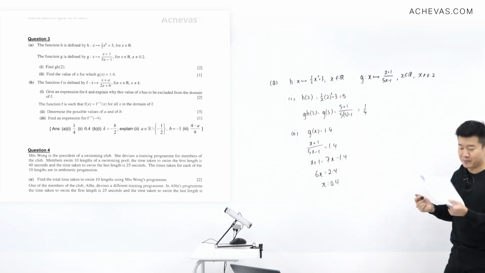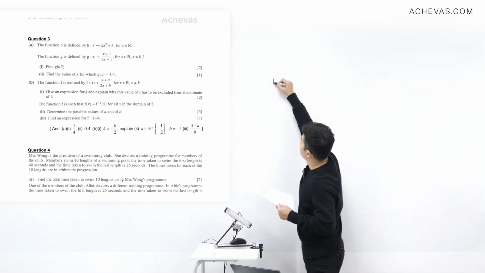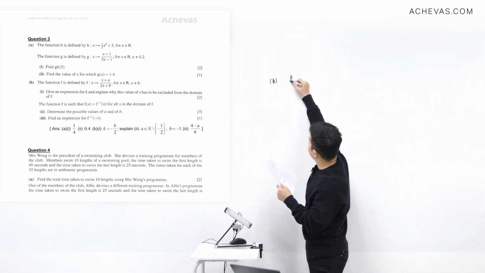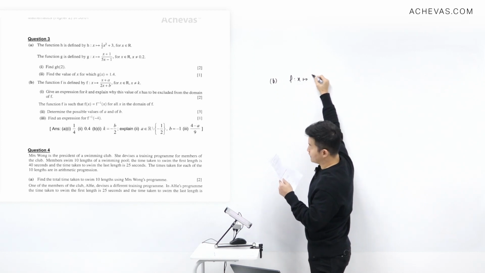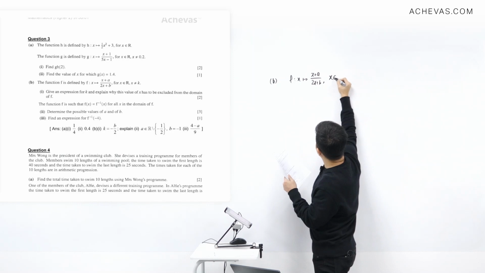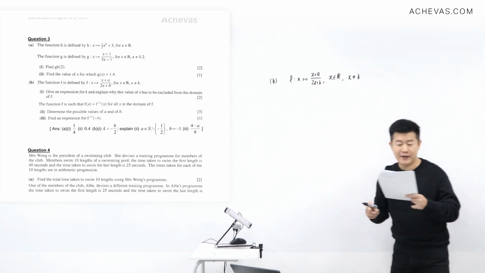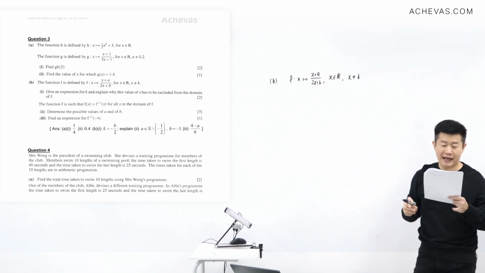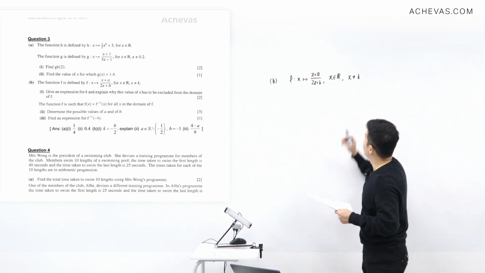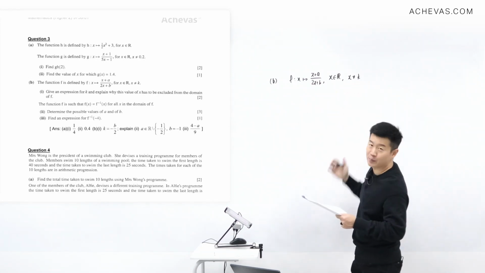Let's move on to part B. In part B, we are given the function f, which is going to map x through this expression to get the output of the function. So this divided by 2x plus b, such that x are any real numbers except k. So give an expression for k and explain why this value of x has to be excluded from the domain of f. So an expression for k will be one such that it will cause f to be undefined, because x cannot be equal to k.